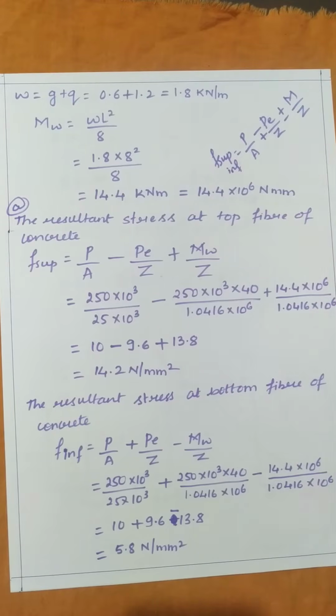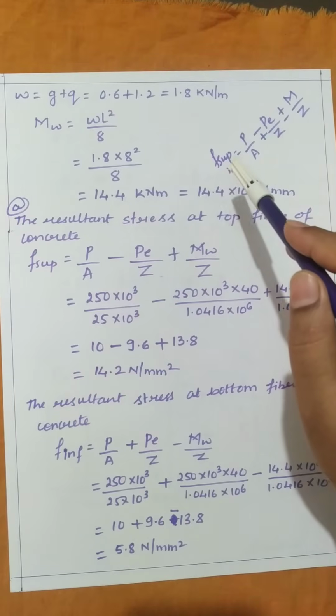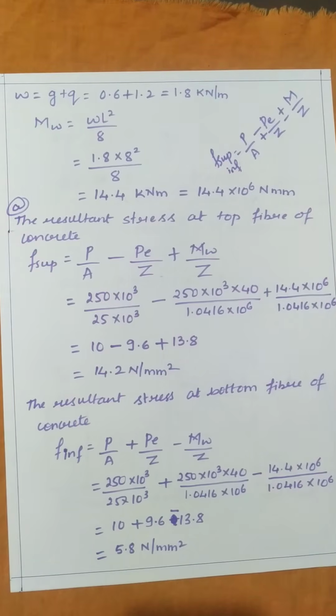If there is a rectangular cross section, the section modulus Z will be common. If there is an unsymmetrical I section, we will get ZT and ZB, two different values. Then respectively you have to substitute: for F superior you substitute the ZT value, and for F inferior you substitute the ZB value.